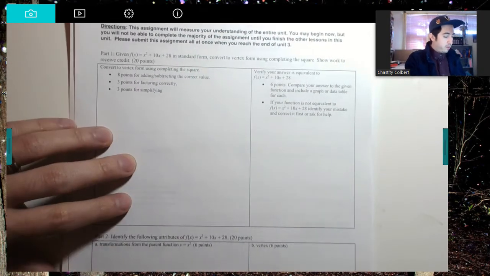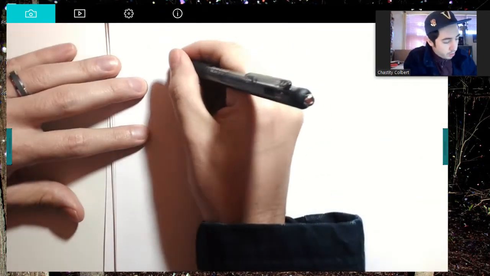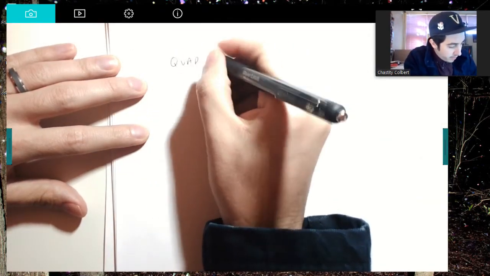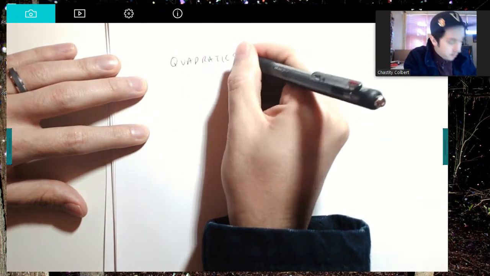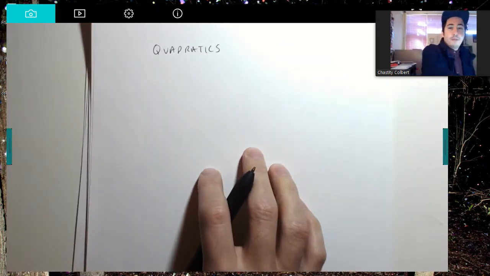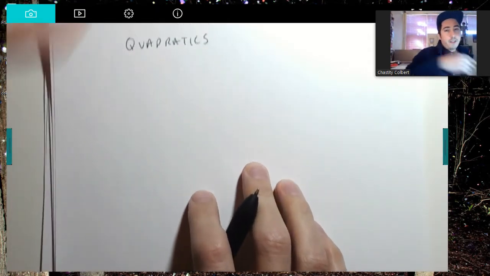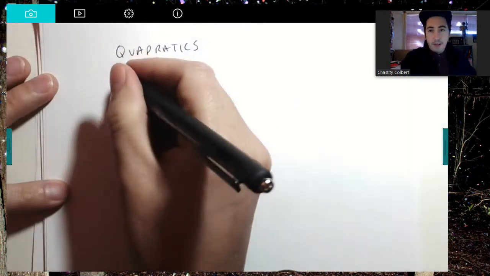So let's do a little recap before we get into this. We're dealing with quadratics here, of which there are a couple of forms. We have standard form for a quadratic, and we also have vertex form. So let's compare the two.